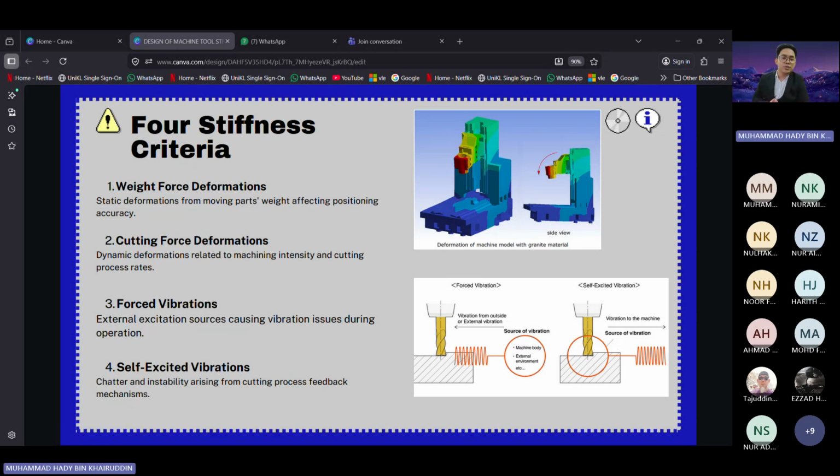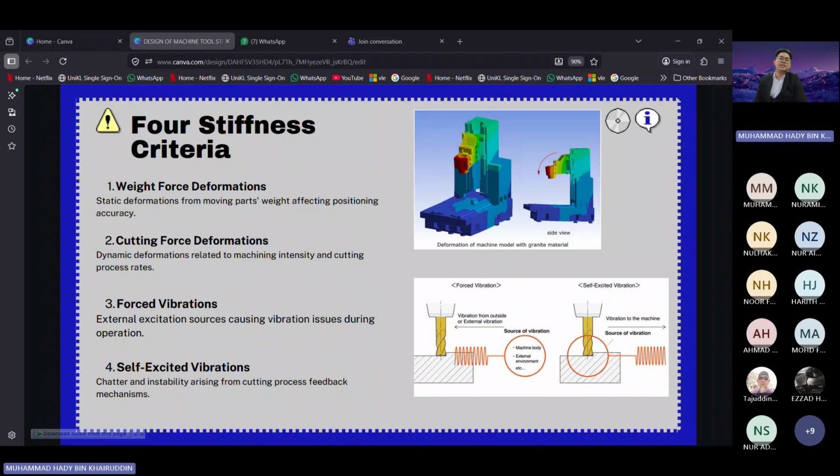Now we enter the world of vibration. Forced vibration comes from an outside excitation source. This could be an unbalanced motor inside the machine, a nearby forklift driving across the factory floor, or even a neighboring machine. If the structure isn't stiff and damped, this external pulse will travel right to the cutting tool, leaving marks on your workpiece.